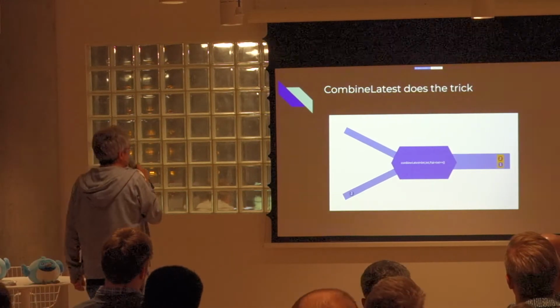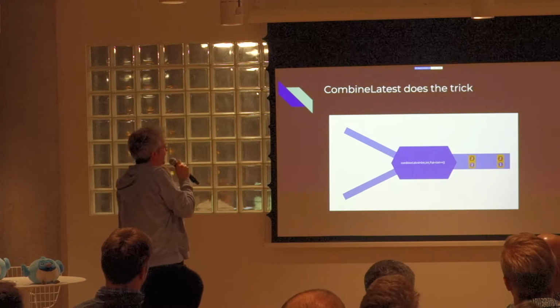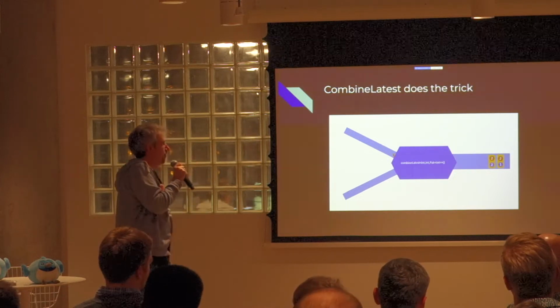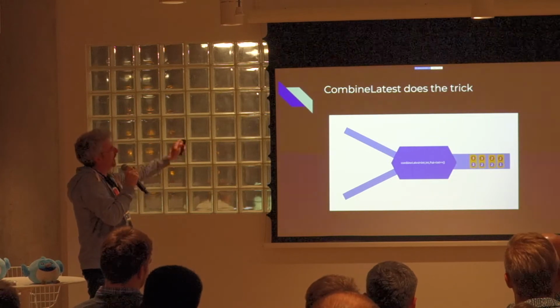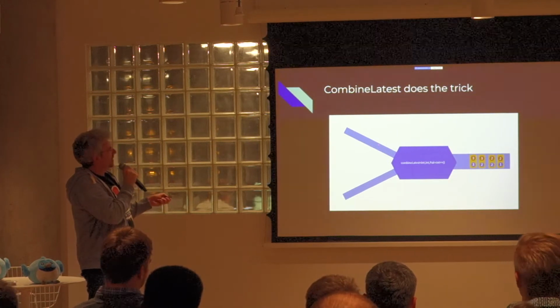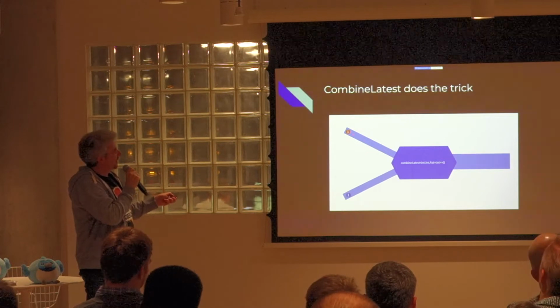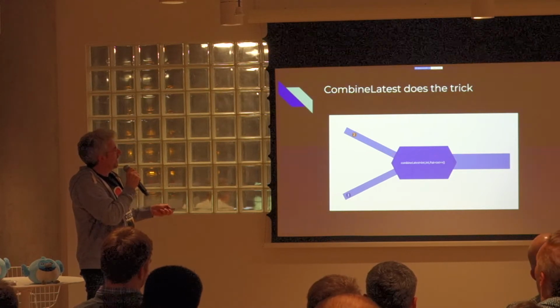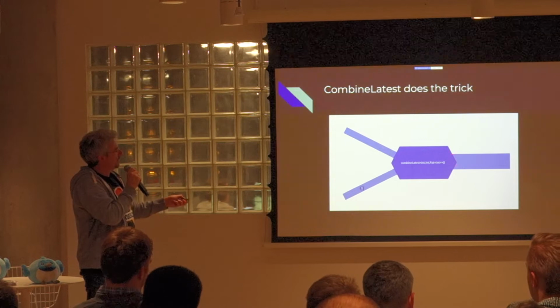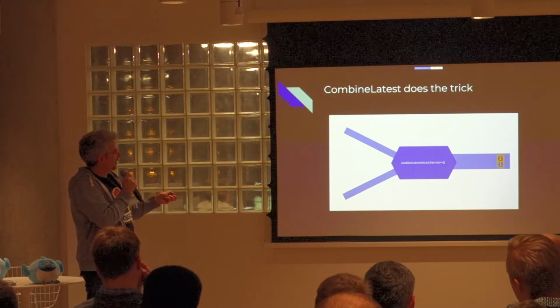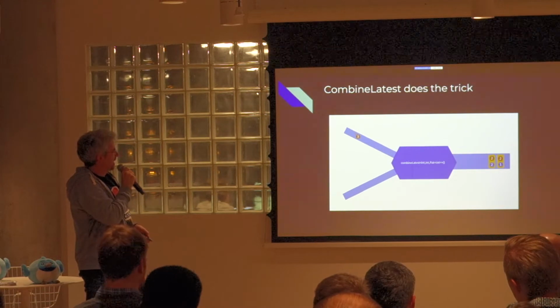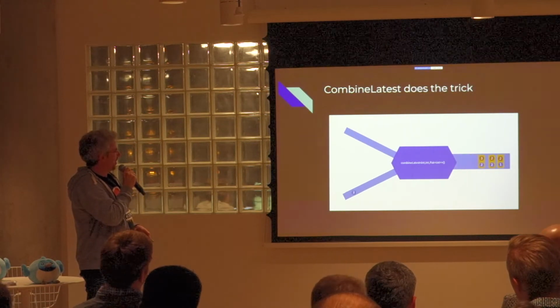And combine latest waits until it has an input from both sides and pushes them out. That's not really correct. It will push out the latest value that comes in, combined with the last value it got before. Yeah. Just a moment, following the animation, then it gets clear, I think.